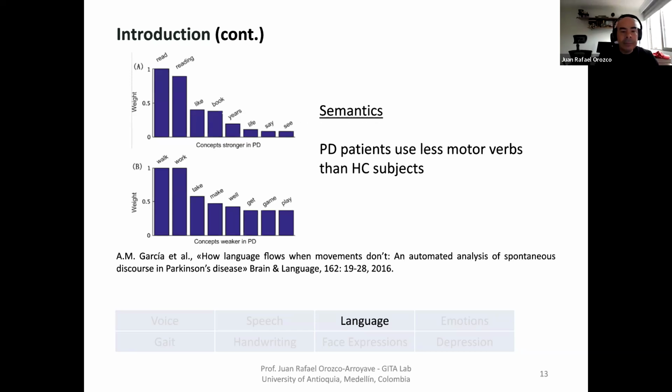Okay. What is also impaired in Parkinson's patients is the semantics. What we studied so far is that the production of motor verbs by Parkinson's patients is much less compared to the amount of motor verbs produced by healthy controls. And it affects the language production because they struggle to find proper words when trying to describe some scene or some story. They struggle to find proper words to create the sentences.